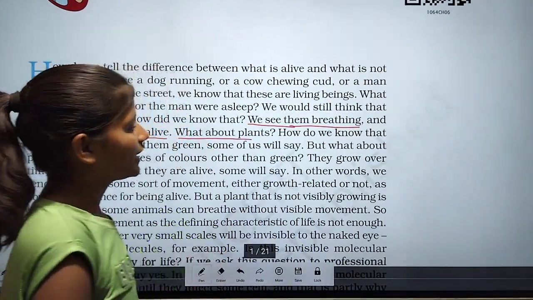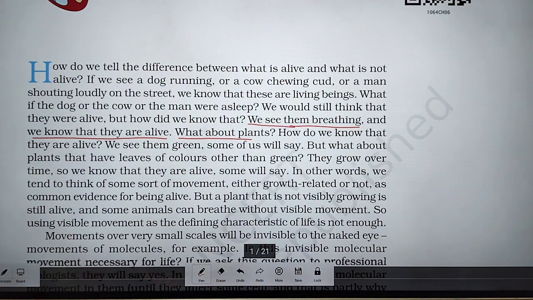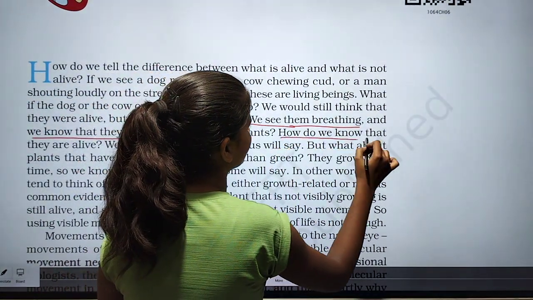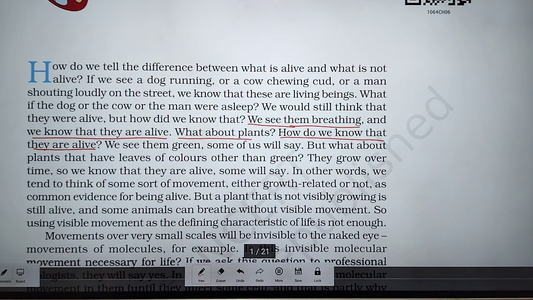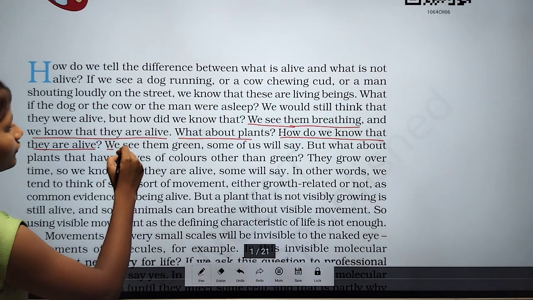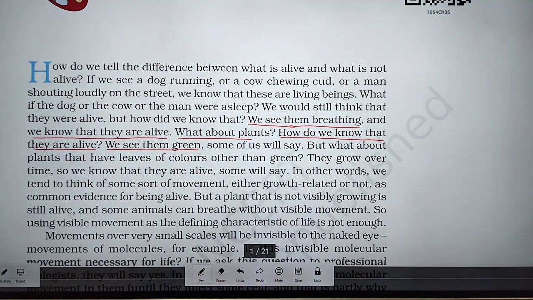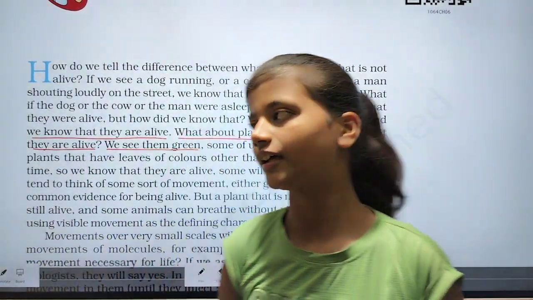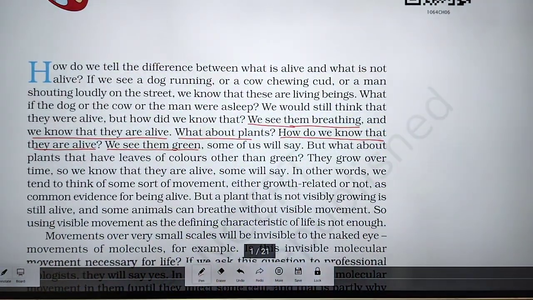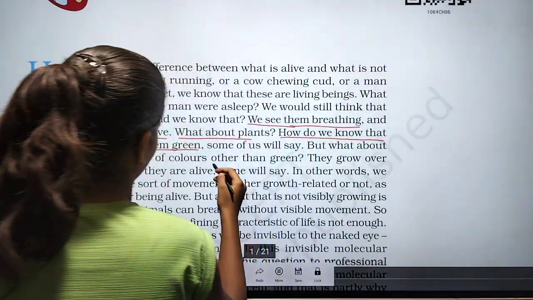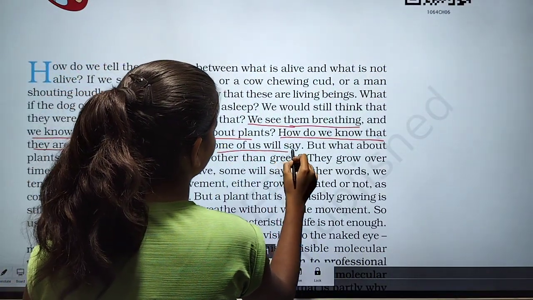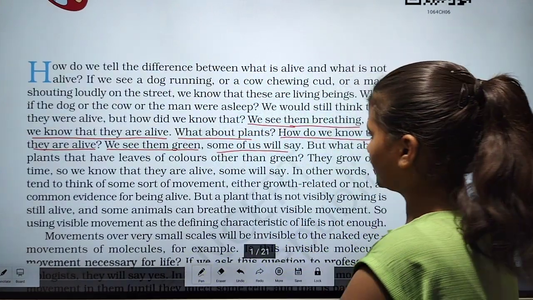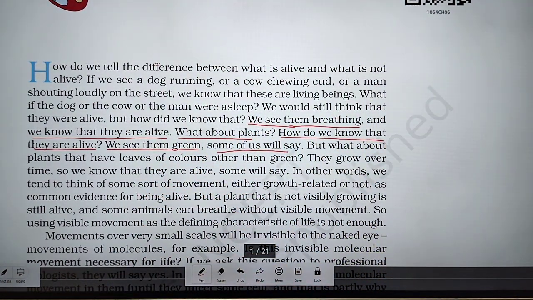What about plants? Here is one more question: what about the plants? How do we know that they are alive? How do we know that the plant is alive? We see them green. Okay, and then we say that these plants are alive or not alive. Some of us will say that we see them green, then we decide that it is alive or not alive.